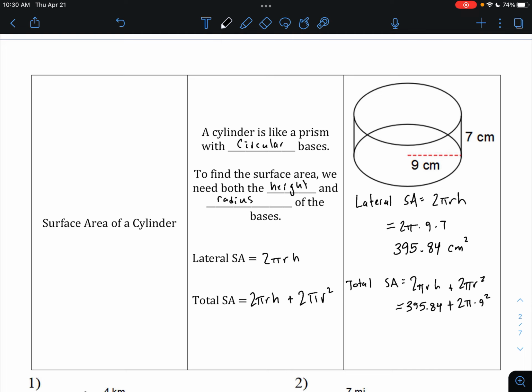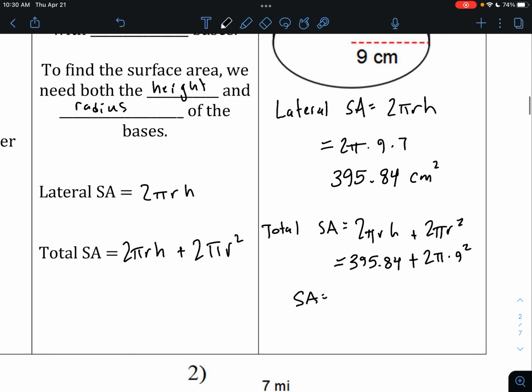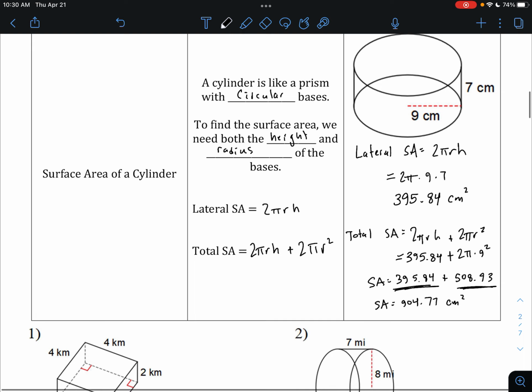So our total surface area is 395.84 plus about 508.93. When I combine that, my total is 904.77 centimeters squared. And this first number we already found is our lateral. The second number is the area of our two bases, and combined we get the total.